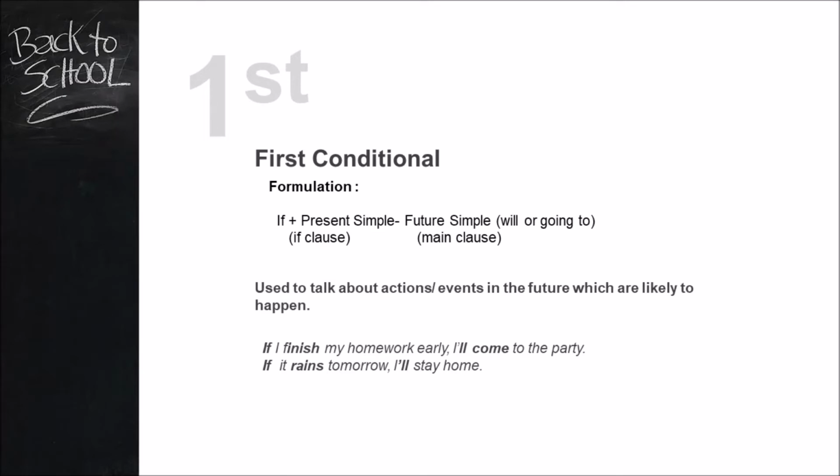For example, if I finish my homework early, I will come to the party. If I finish my homework early, I'll come to the party. But if I don't, then I won't come. If it rains tomorrow, I'll stay home. As you can see, if it rains is the present simple if clause, and I will stay is the future simple main clause.